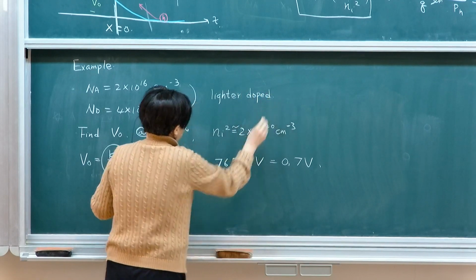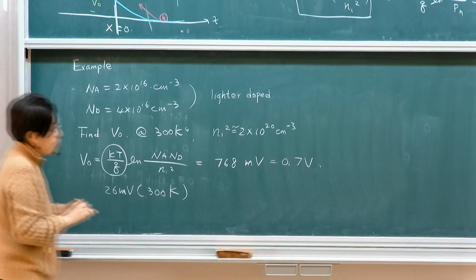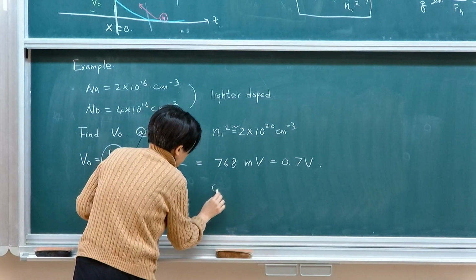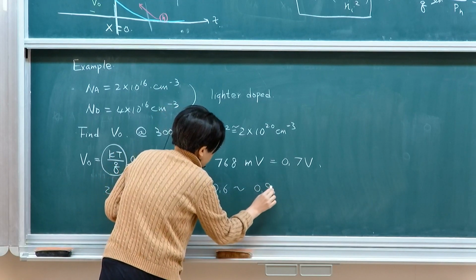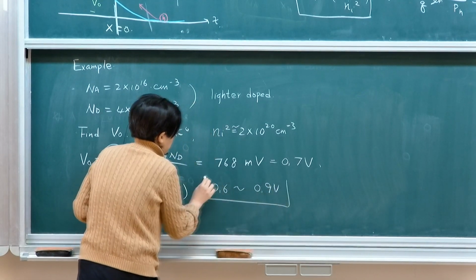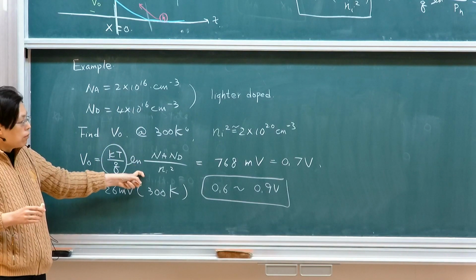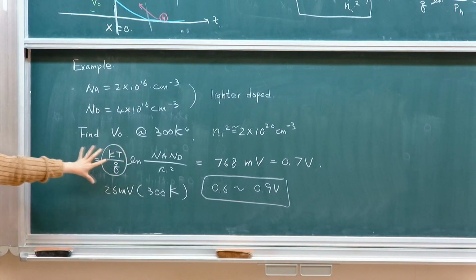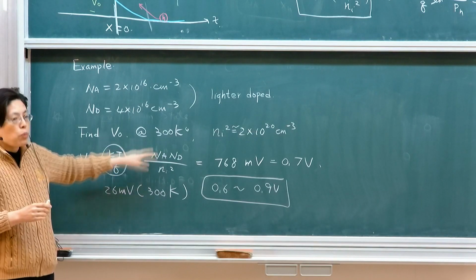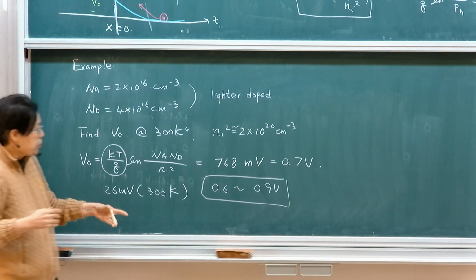If you have a highly doped junction, what do you expect it will go? Let me say that typically you will see numbers between 0.6 and 0.9 volt. These are typical numbers, and there wouldn't be a large change because it's within the natural log, right? At room temperature, because it's within a natural log, there are only slight ups and downs between the two.